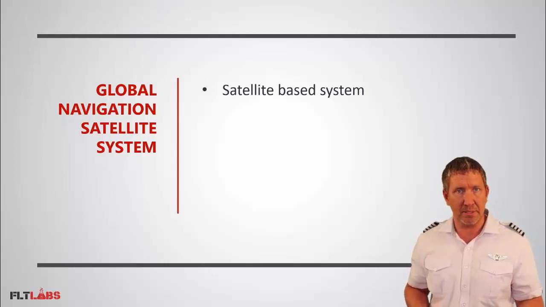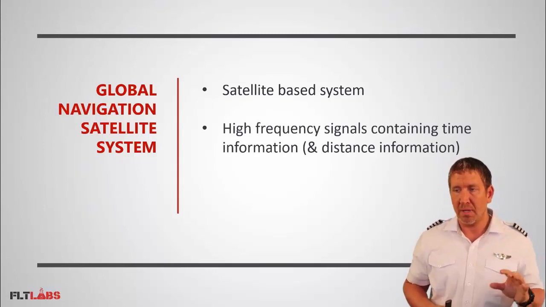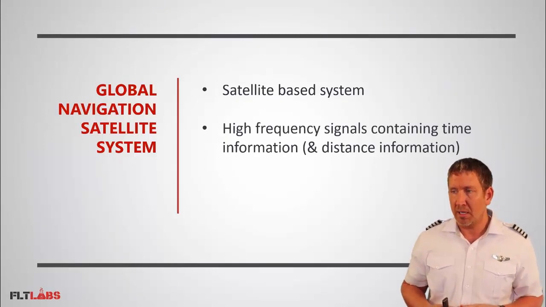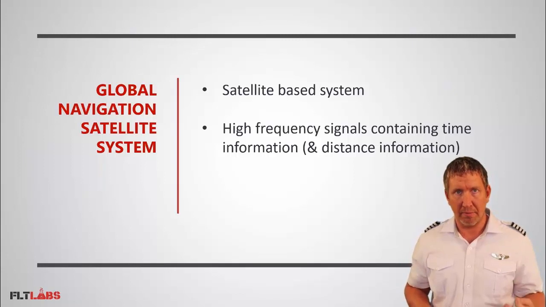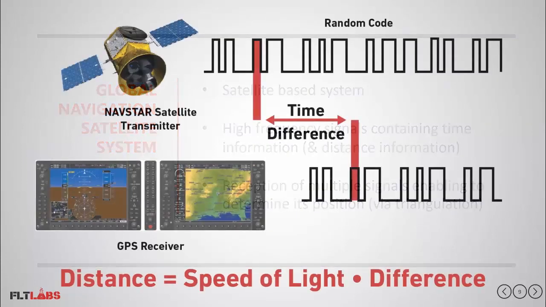The global navigation satellite system is satellite based. There are some ground stations, but for the most part it is just satellite based. It uses high frequency signals containing time information, and from this time stamp information we can determine distance. The GPS unit is going to receive multiple signals, enabling it to determine its position. So we need multiple signals, we compare those, and that's going to give us our position via triangulation.